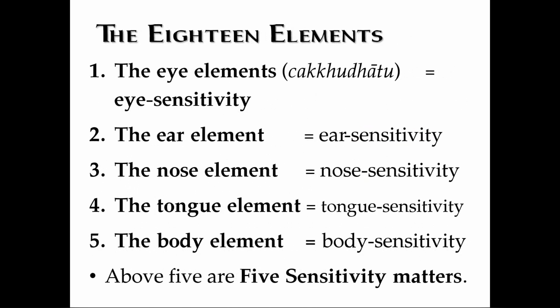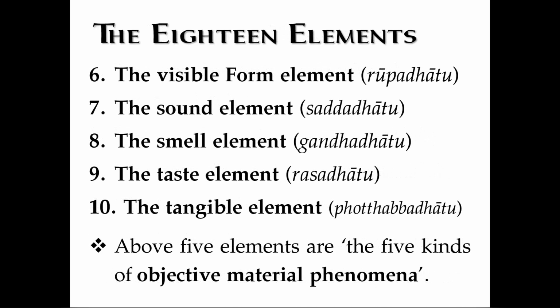So these 5 are the 5 sensitivity matters. Then 6 to 10 are 7 material phenomena. Actually, typo error, it should be 7. 7 objective material phenomena: form element, sound element, smell, taste, tangible element. Tangible element here means the earth element, fire element and air element. So altogether here 7. Previous 5, altogether 12. So the rest of the 16 are called subtle elements, Sukhuma Rupa.